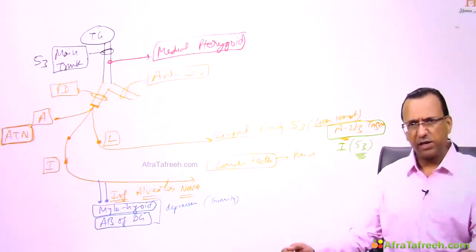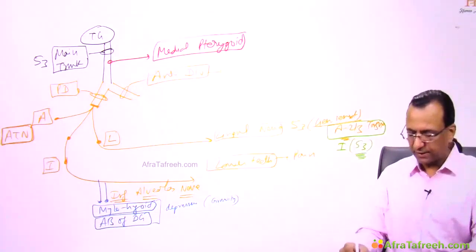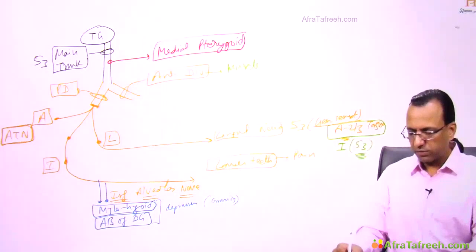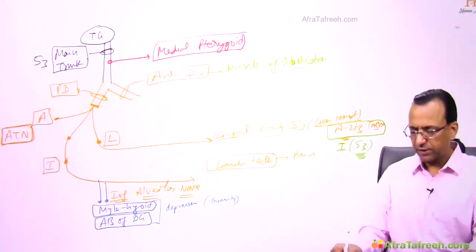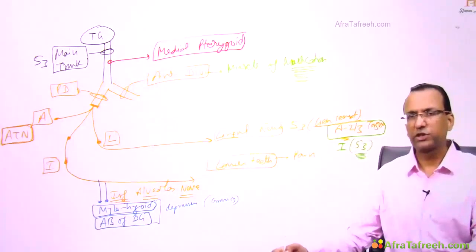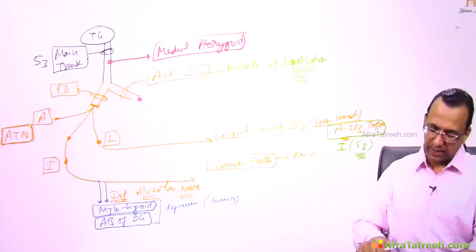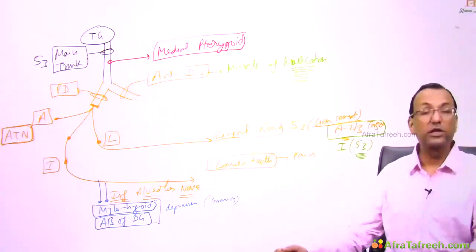What is the anterior division doing? Anterior division will supply the muscles of mastication. Can you tell me what muscles of mastication it is supplying? There are many muscles of mastication it is supplying. Yes, but who are they? We have to discuss them now. Let's do that.